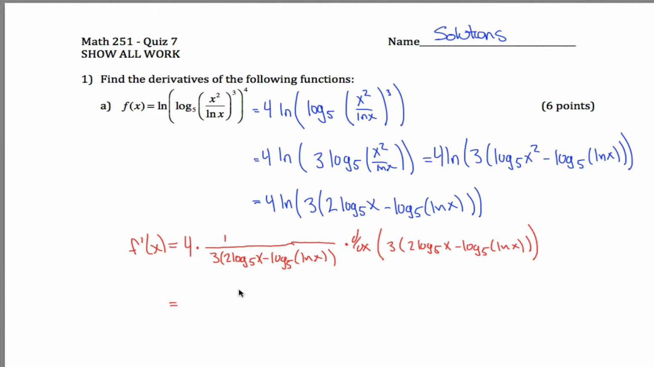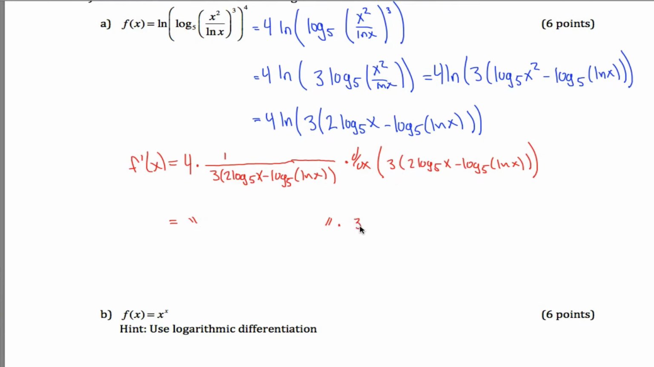So this first term, there are a lot of different ways you could write that. Maybe 4 divided by all this stuff. Well, how about this? Let's leave that first term alone for now: all this stuff times the derivative of all this stuff. Well, it's a constant times something. Pull that constant out in front. And then I have the difference of two different things. The first one is 2 log base 5 of x. Well, the 2 is just a constant. Pull that out in front. The derivative of log base 5 of x is 1 over x times the natural log of 5.